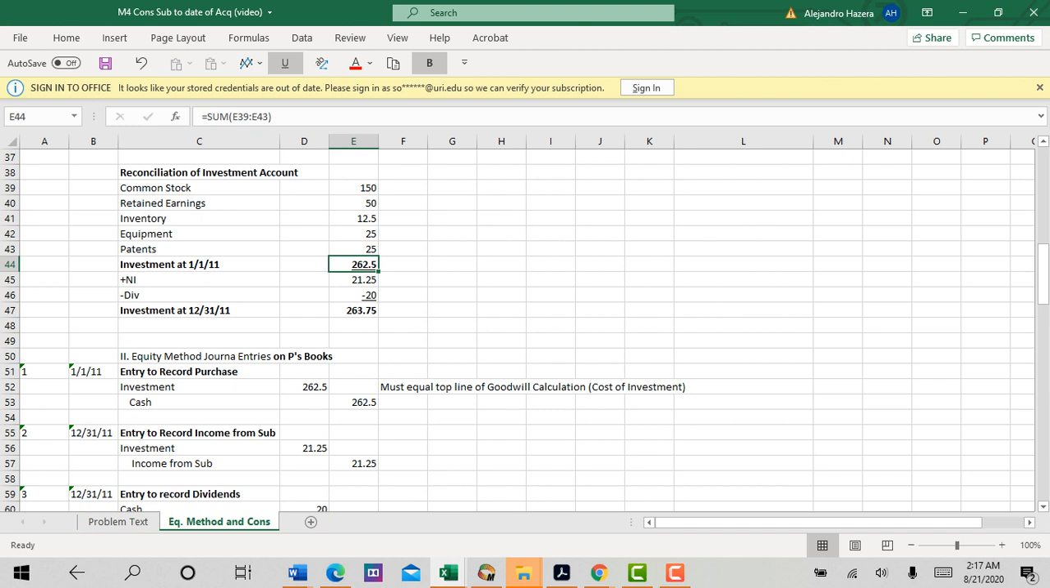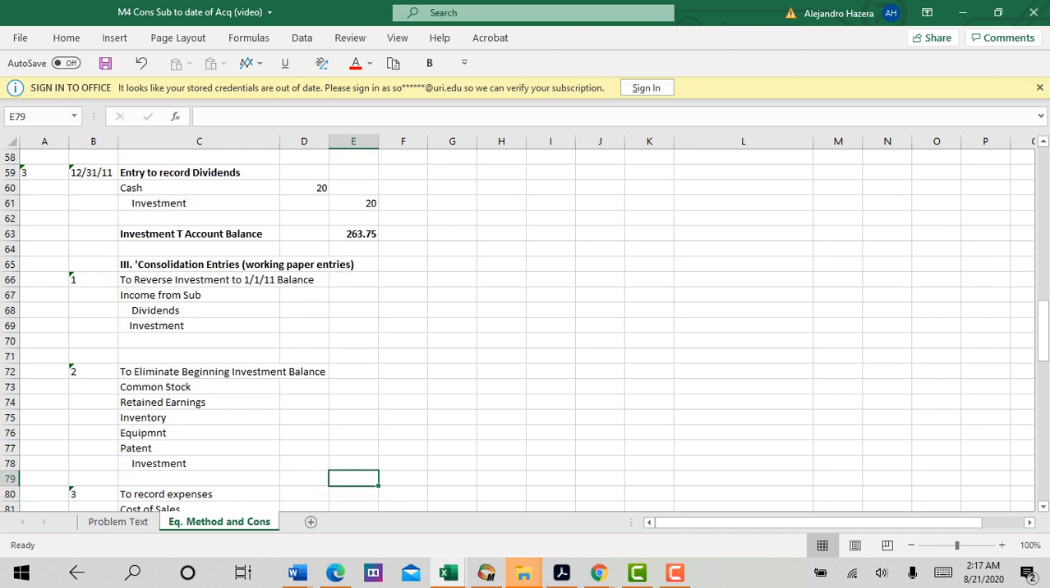So we start by taking the investment account and taking the net income and dividends out, and with that, we will reduce the investment to its beginning year balance. Now notice what the purpose of the second entry is. The purpose of entry number 2 is to eliminate the beginning balance. And we know the items in the beginning balance were these 5: common stock, retained earnings, and 3 write-ups.